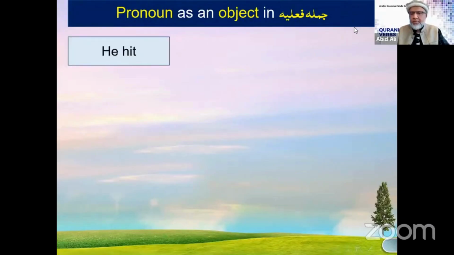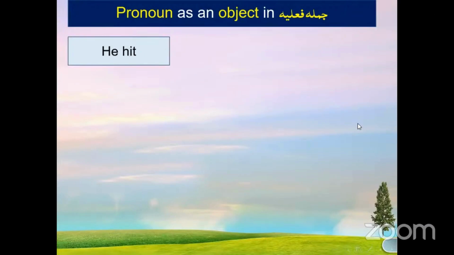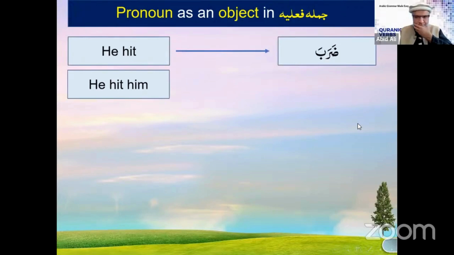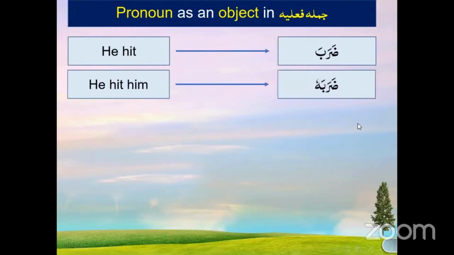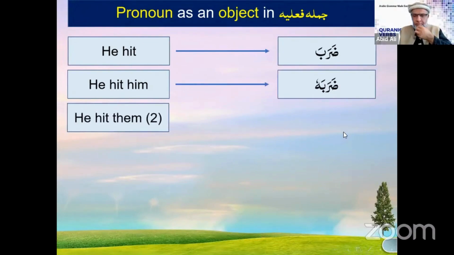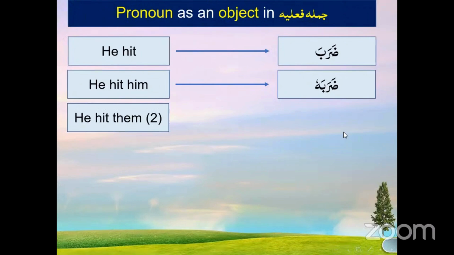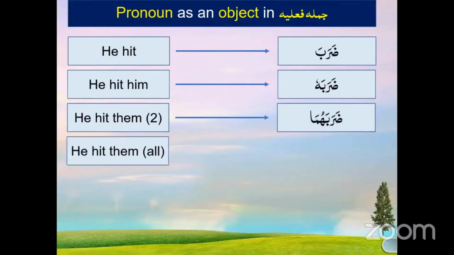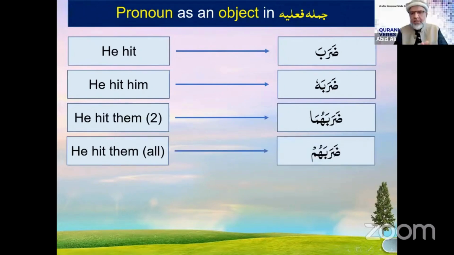So, what is the translation of daraba? He hit him: darabahu. He hit them both: darabahuma. He hit them all: darabahum. Agree? Are these making more sense now?